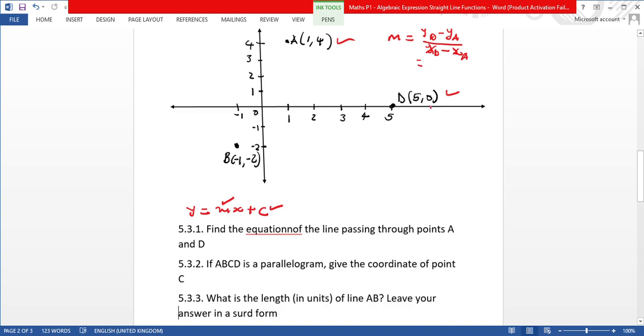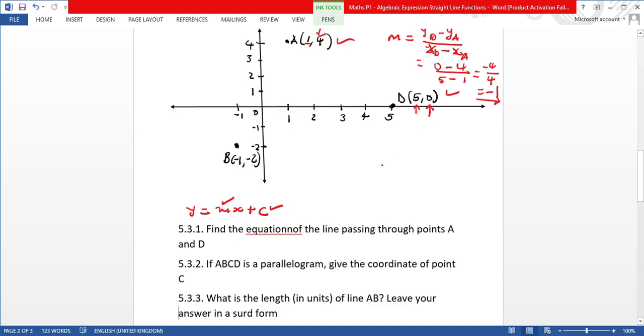So the y at point D is 0. So you're going to say 0 minus the y at point A, which is 4. 0 minus 4, divided by the x at point D, which is 5, minus the x at point A, which is 1. So our gradient is going to be minus 4 on top divided by 4 at the bottom, which is just minus 1.